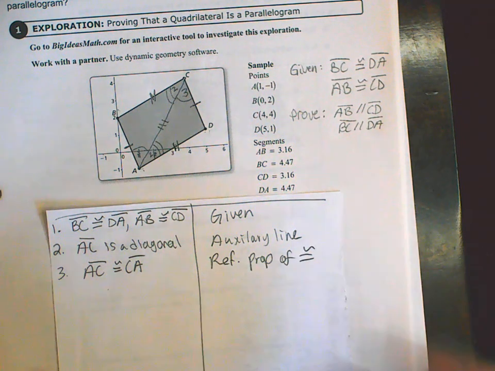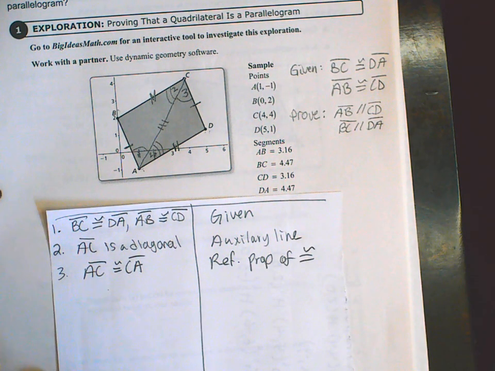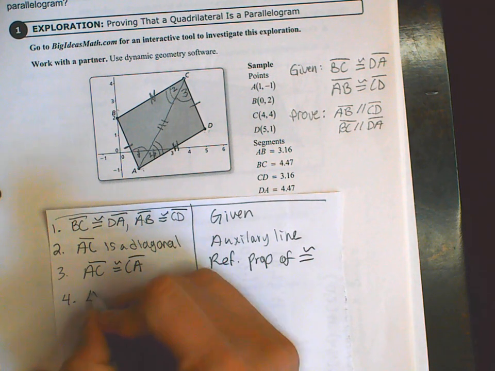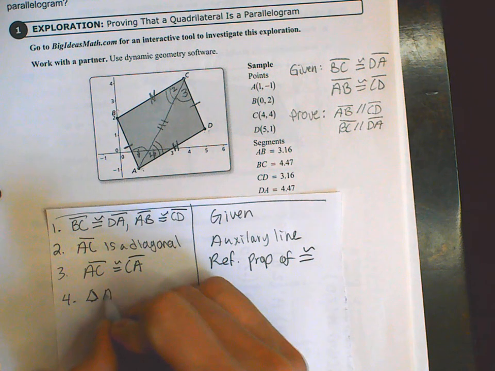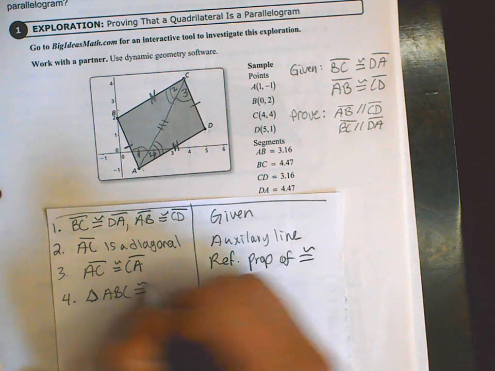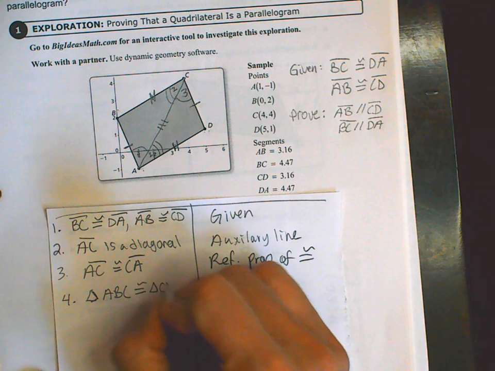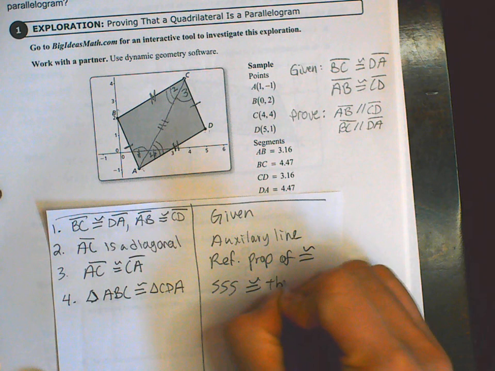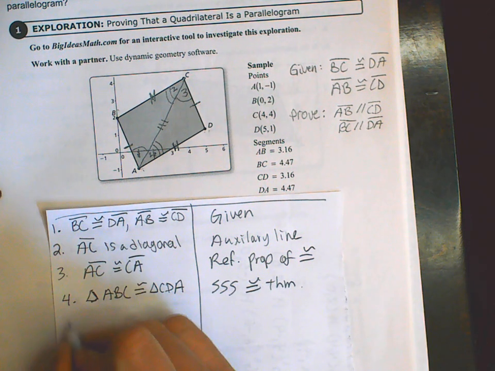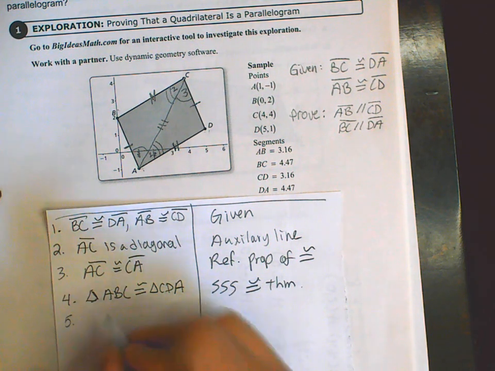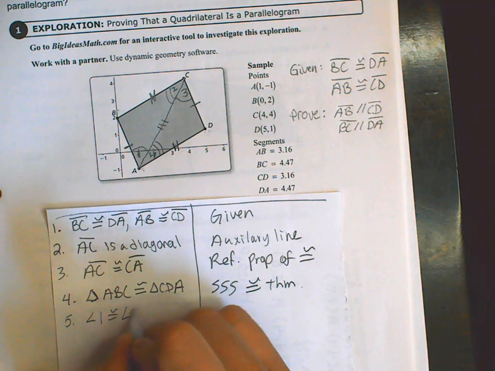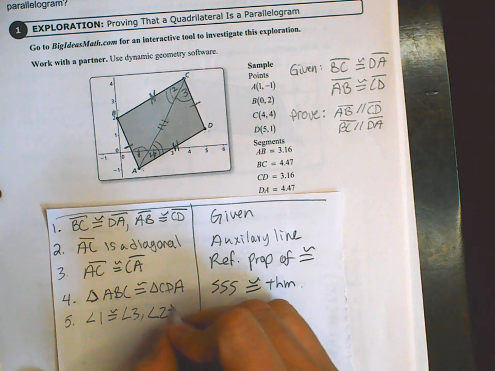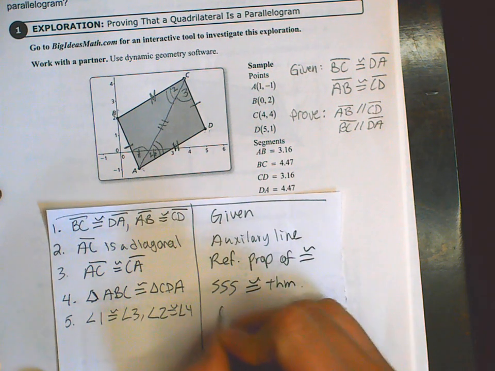So look, you have 3 pairs of sides. So therefore, side, side, side congruence theorem tells me that triangle ABC is congruent to triangle CDA. So by CPCTC, angle 1 is congruent to angle 3, and 2 and 4, by CPCTC.